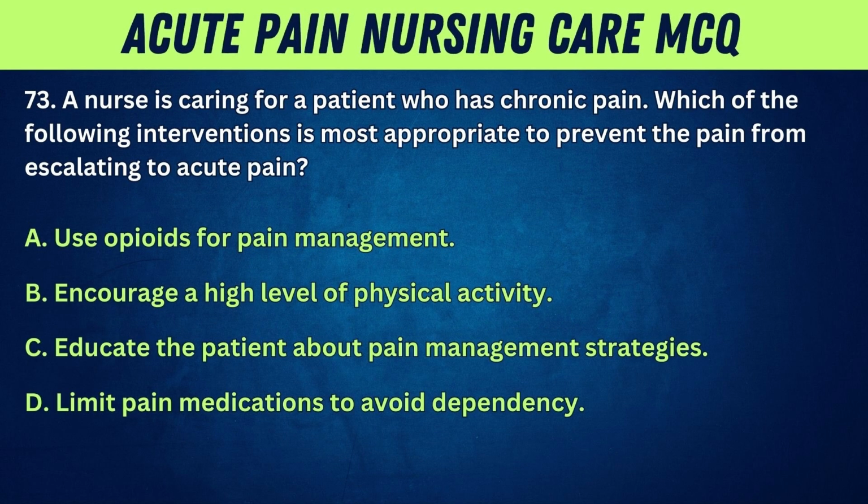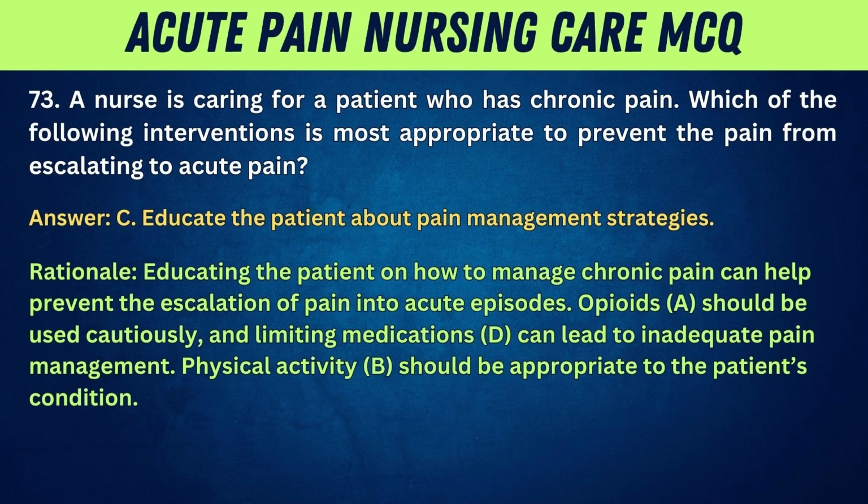73. A nurse is caring for a patient who has chronic pain. Which of the following interventions is most appropriate to prevent the pain from escalating to acute pain? A. Use opioids for pain management. B. Encourage a high level of physical activity. C. Educate the patient about pain management strategies. D. Limit pain medications to avoid dependency.